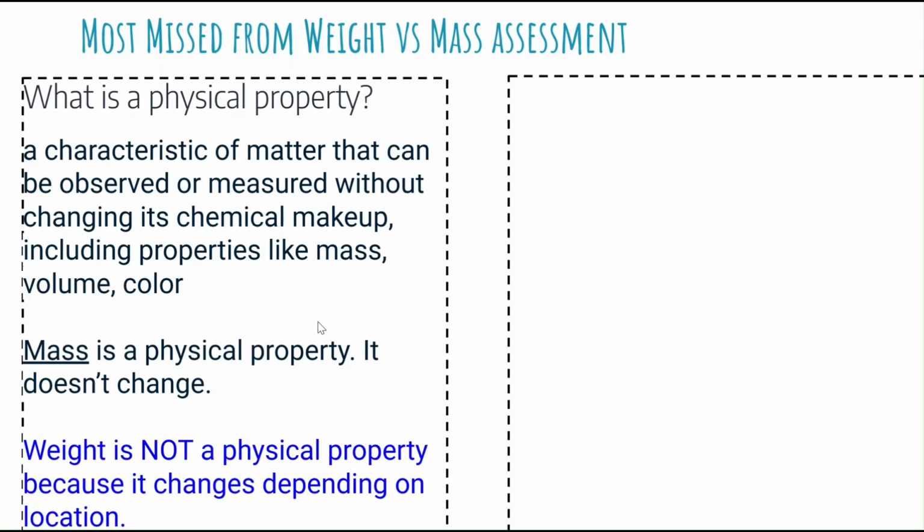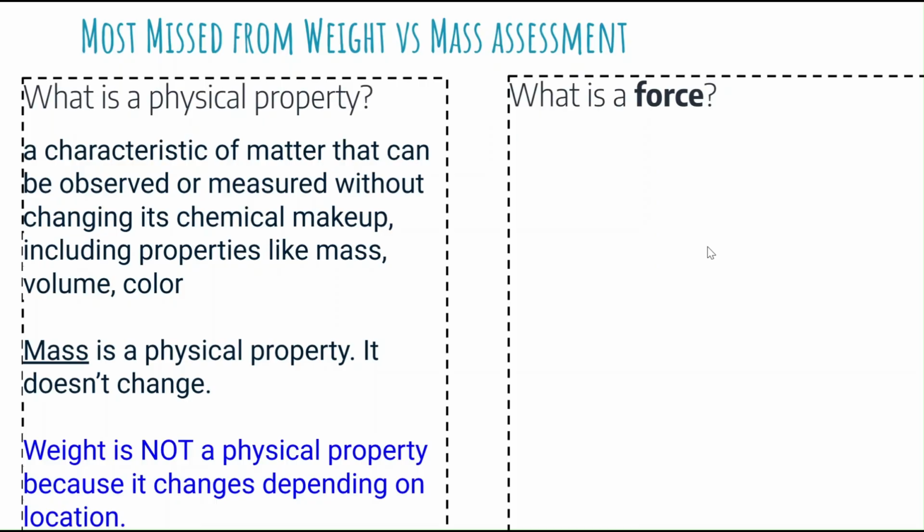It doesn't change. Weight is not considered a physical property for us right now because weight changes depending on its location. If I weigh an object on the moon, it will have a different weight from its weight on the Earth. That's because gravity is different on the moon than it is on the Earth. But its mass does not change. Mass is a physical property.